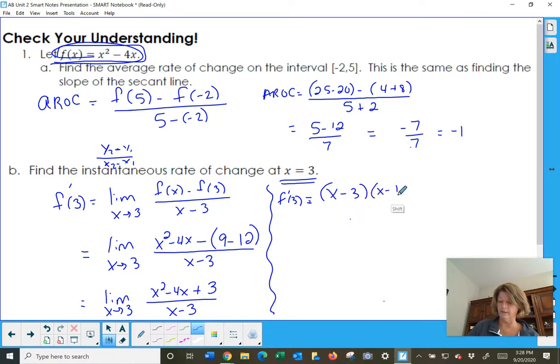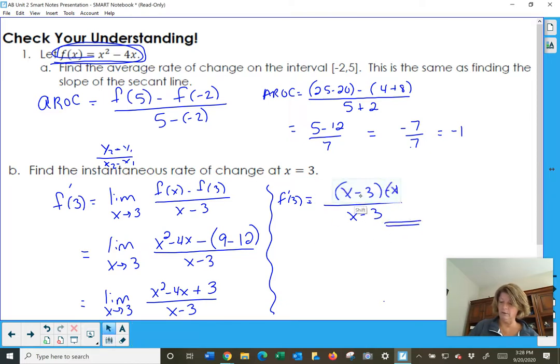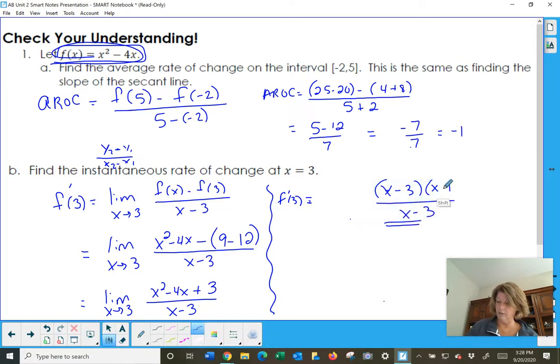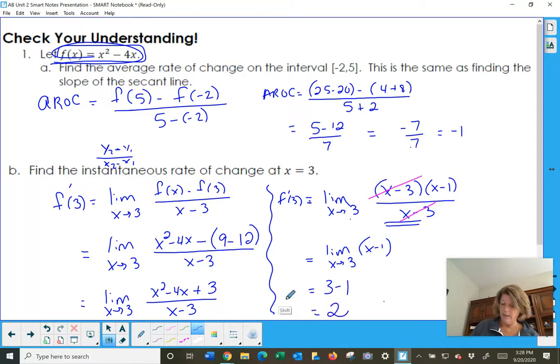Excellent. Oh, darn it. You know what I forgot to do? I forgot to write my limit. So let's see if I can move this stuff over a bit. That will work. Limit as x goes to 3. Now we can see very clearly that x minus 3 cancels with x minus 3. And now we're calculating the limit as x goes to 3 of x minus 1. Plug in your 3. 3 minus 1 is 2. f prime of 3 is 2. The tangent line slope at 3 is 2.